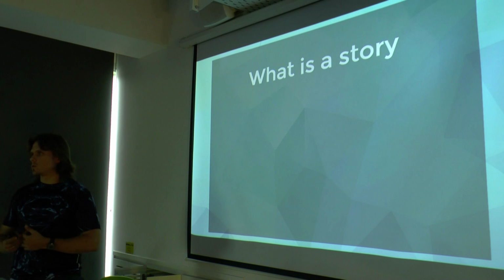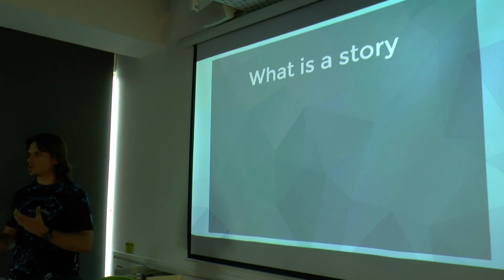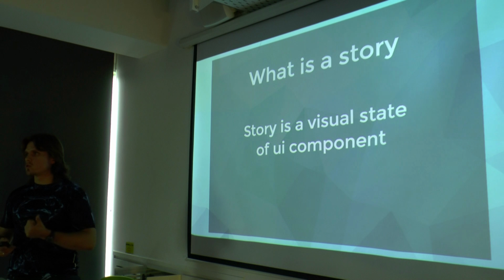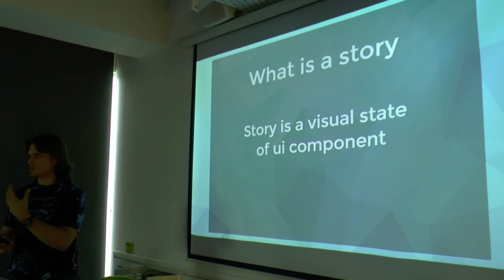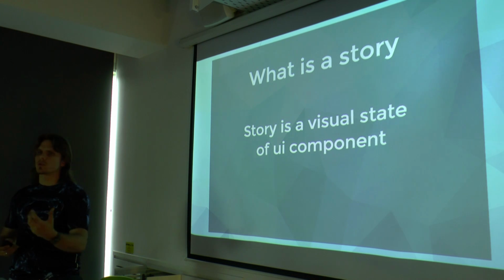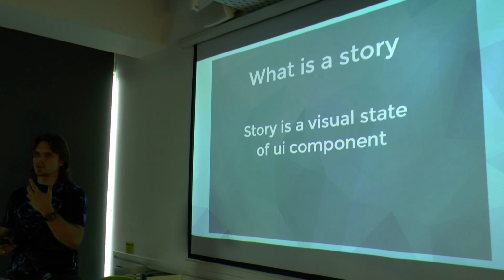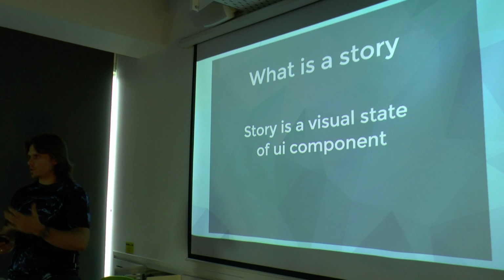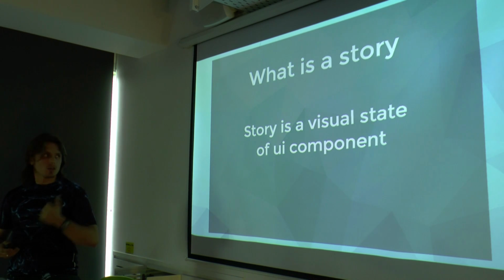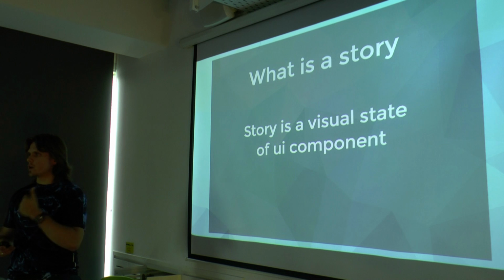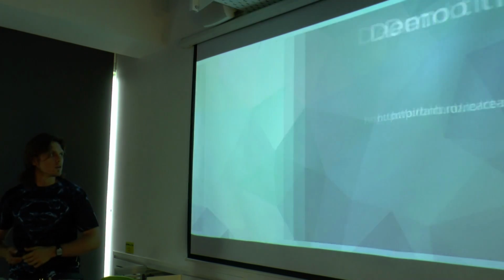So why is it called StoryBook? What's a story? A story is a visual state of your UI component. Like I gave an example of a button, right? So it's a button with text. It's a visual state of the component. A button with dragons or with images is a different state of your component. Here, when I say state, I don't refer to React state. I mean the visual one. Like you see a button with text or a button with images, it's visually different, right?